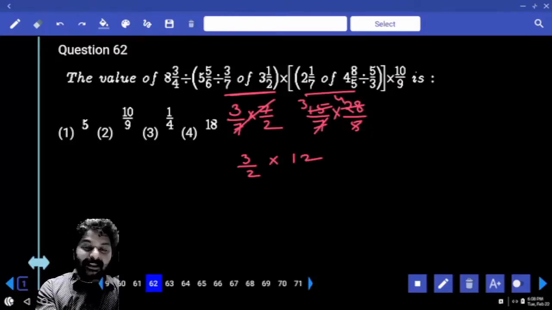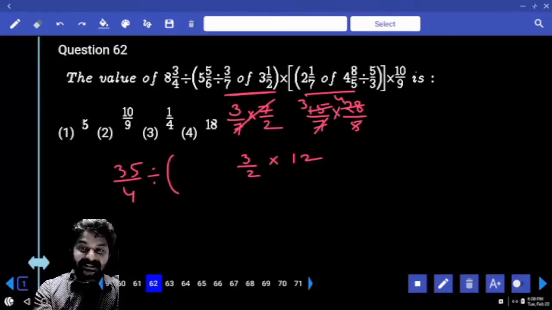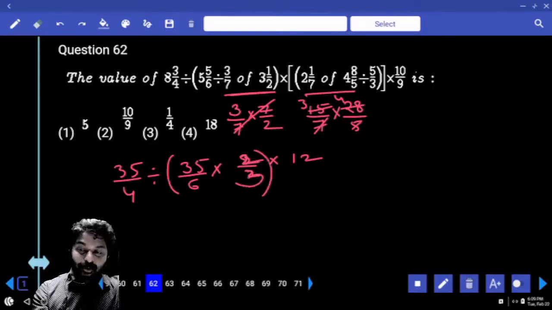8 3 by 4, that is 35 by 4, divided by 5 5 by 6, that is 35 by 6, divided by 3 by 2. Can I write it as into 2 by 3? Into 2 by 3.